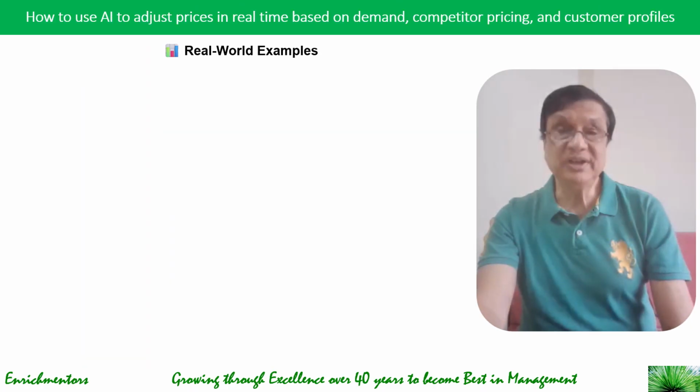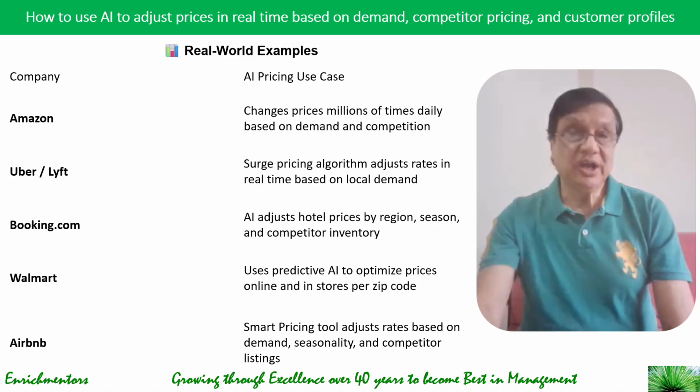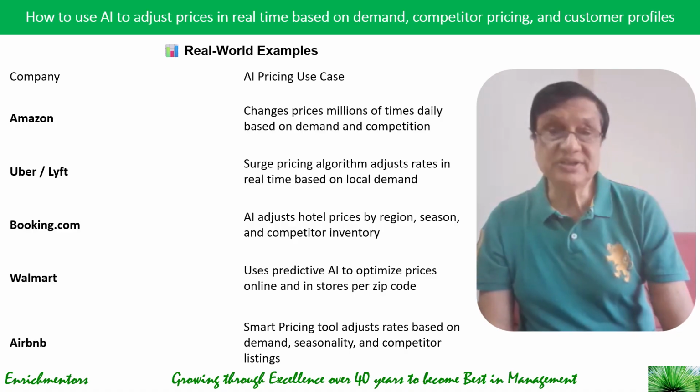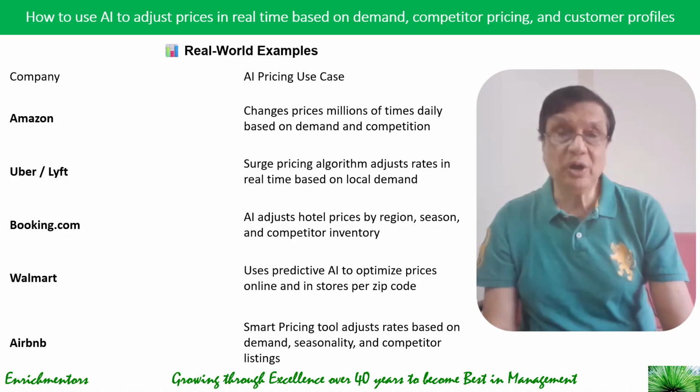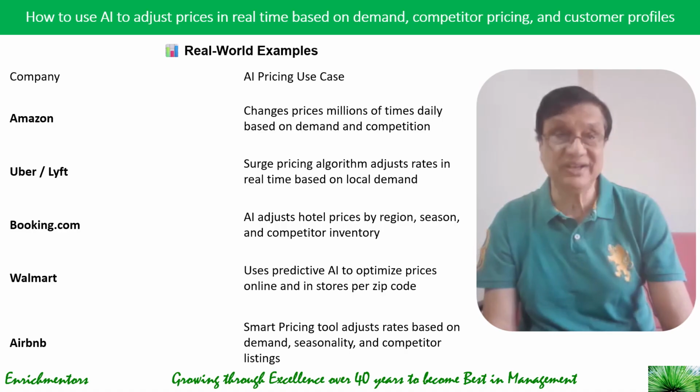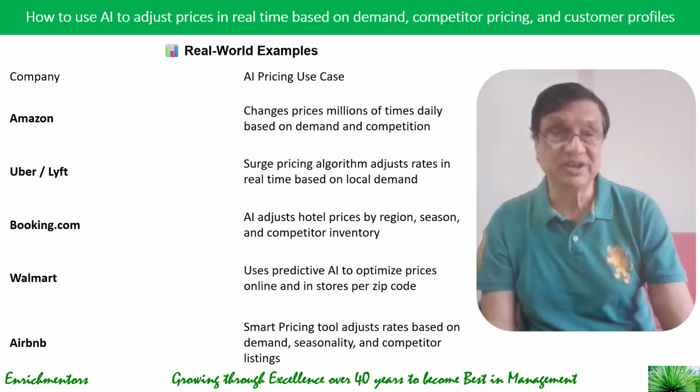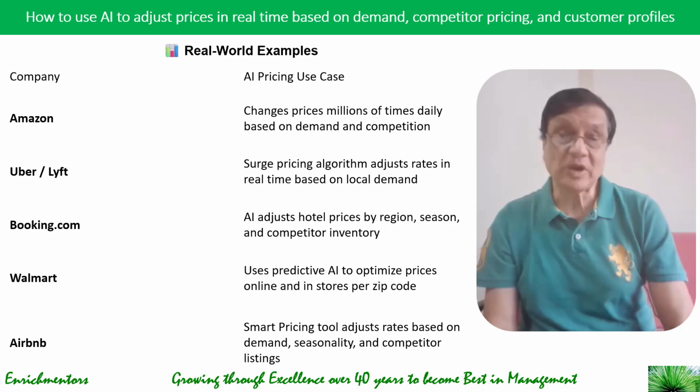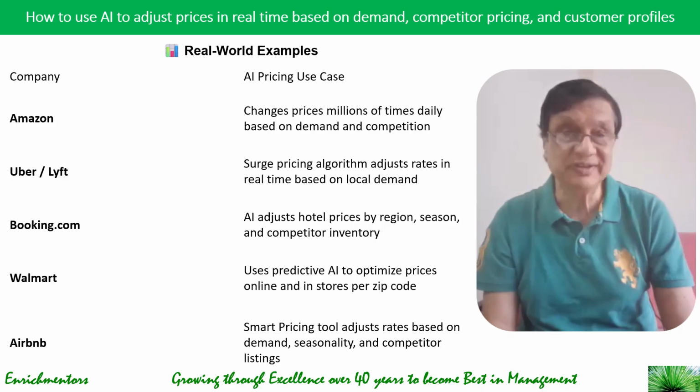Let's take a look at some real world examples. Now, Amazon uses dynamic pricing to change prices millions of times daily based on demand and competition. So it's a great case for dynamic pricing. Similarly, there is Uber or Lyft. It sets up a surge pricing algorithm that adjusts rates in real time based on local demand, however uncomfortable or unhappy you may be with that.